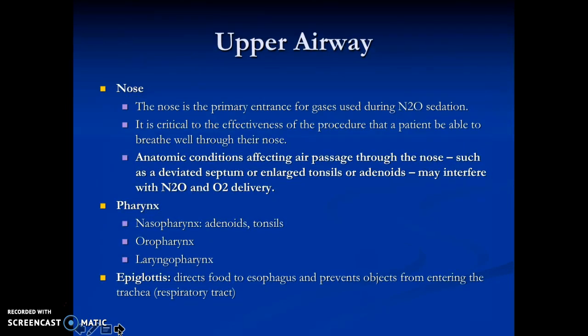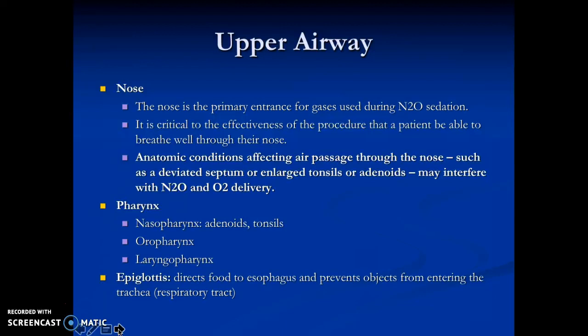The upper airway starts with the nose, and of course it's the primary entrance for the gases that we'll use during inhalation sedation. For inhalation sedation to be effective, it is critical that the patient be able to breathe well through their nose. And so someone with a deviated septum, a real congested nose, enlarged tonsils or adenoids, that may impact their ability to have successful inhalation sedation.